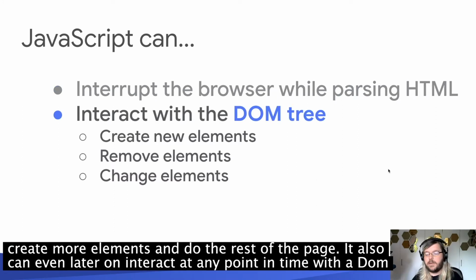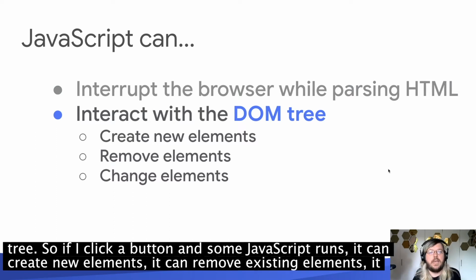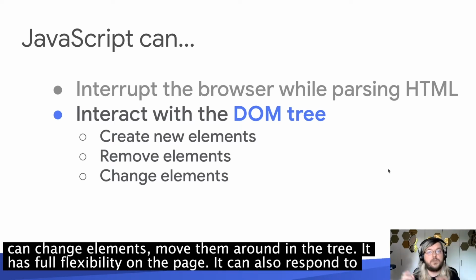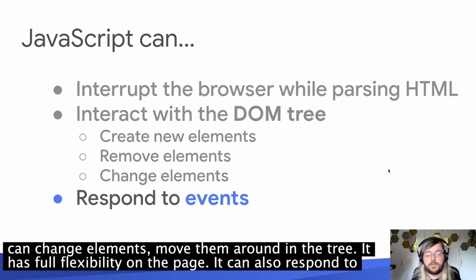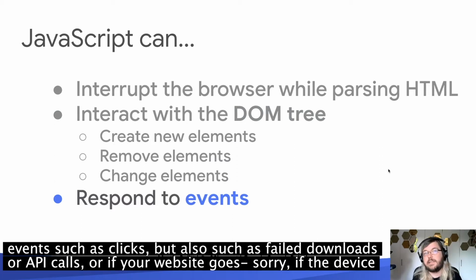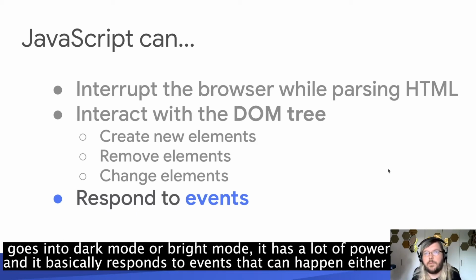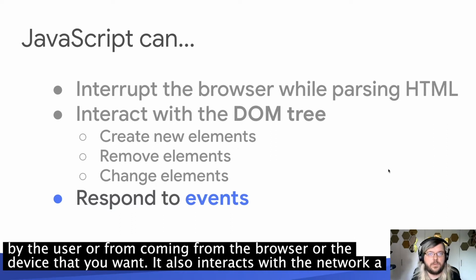It also can, even later on, interact at any point in time with the DOM tree. So if I click a button and some JavaScript runs, it can create new elements, it can remove existing elements, it can change elements, move them around in the tree. It has full flexibility on the page. It can also respond to events such as clicks, but also such as failed downloads or API calls, or if the device goes into dark mode or bright mode. It has a lot of power, and it basically responds to events that can happen either by the user or coming from the browser or the device that you're on.